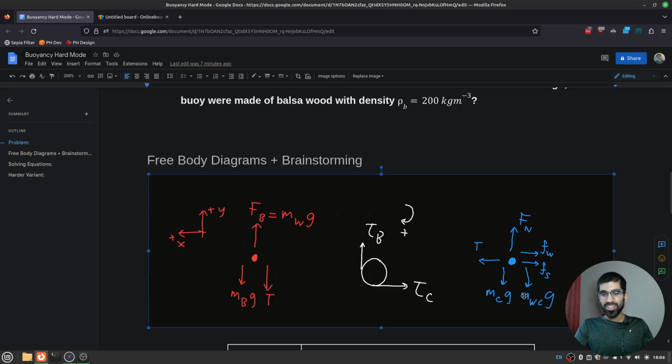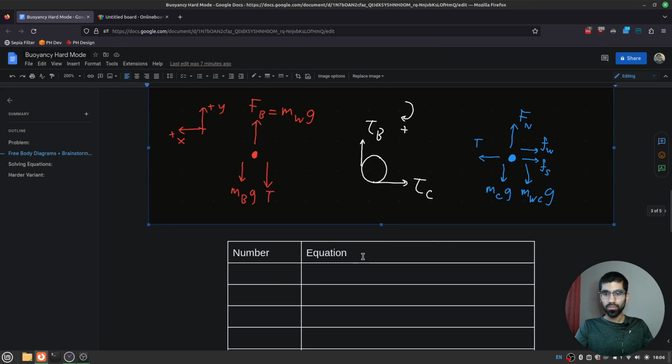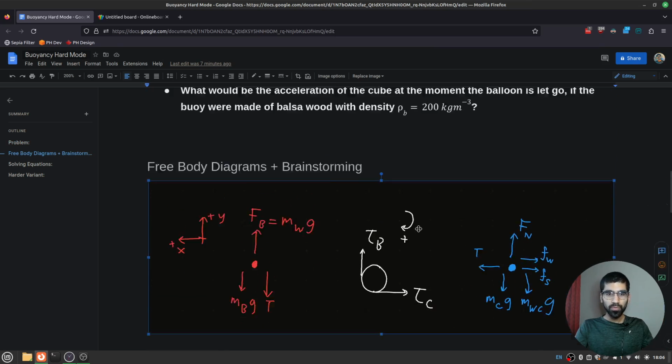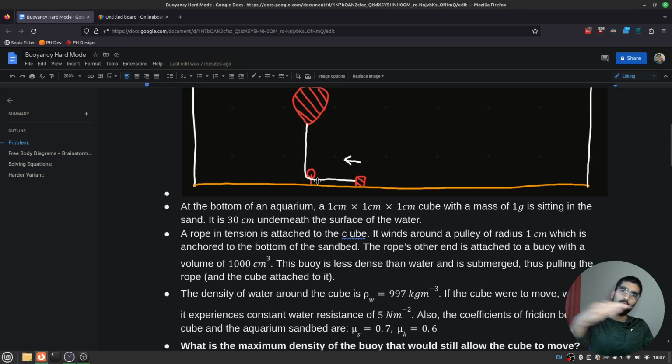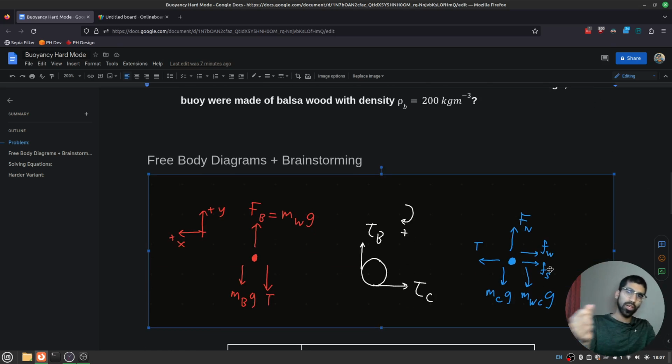Finally, this mess over here, let's start with the x-axis and then we'll move on to the y-axis. So this blue dot represents the cube, and when we look at the forces in the x direction, we have the tension on the rope that is pulling leftwards, and then we have the forces of friction from the sand and resistance from the water that are slowing down that leftward force, that are cancelling out the leftward force in this case. So that's the x-axis.